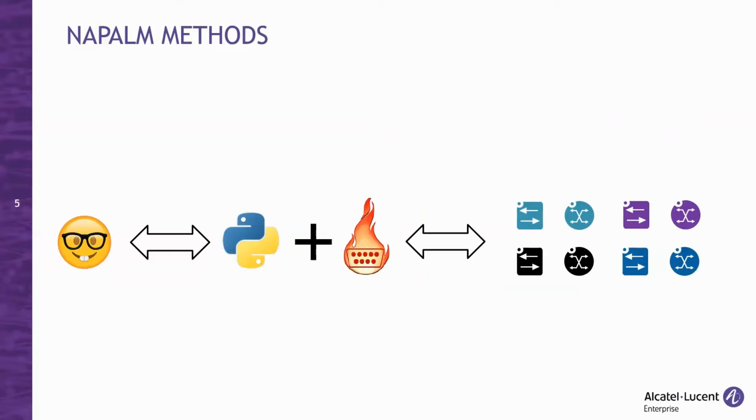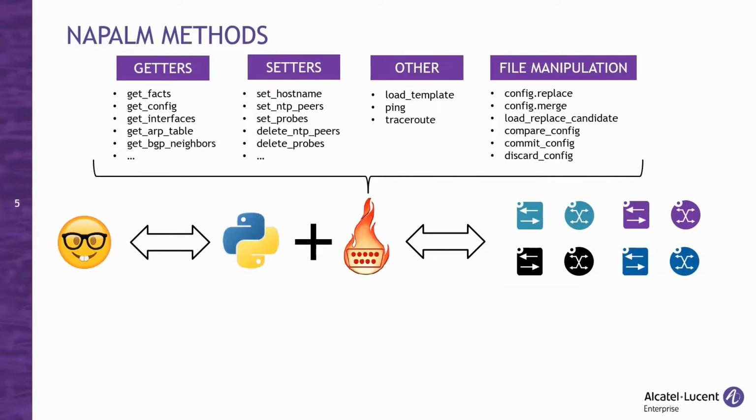Let's now talk about Napalm methods. Methods are classified in 4 different groups. There's getters, there's setters, there's others, and there's file manipulation. Get methods extract information from network devices very much like a show command. But unlike a show command, get methods return structured data in a dictionary format, which is much easier to work with than parsing CLI output. Not to mention, of course, that the structure is the same regardless of the OS version. Some examples are get facts, config, interfaces, ARP, BGP neighbors, etc.